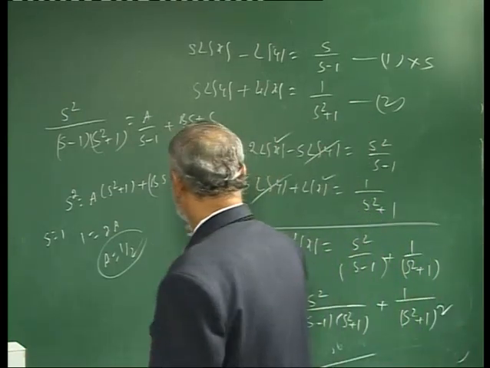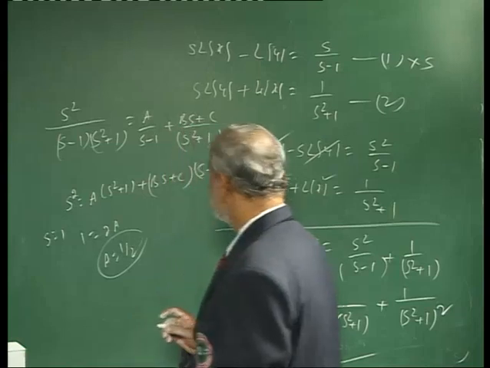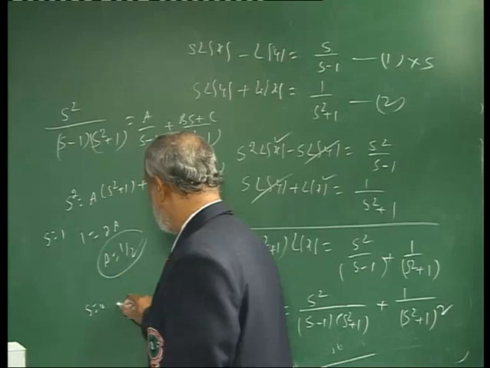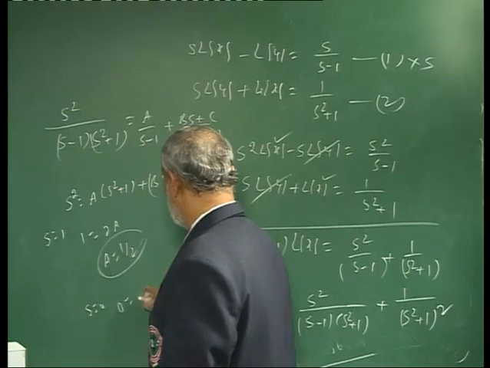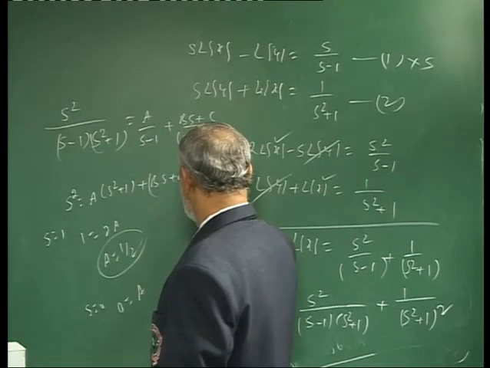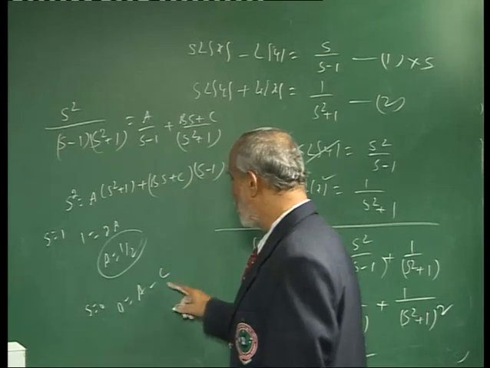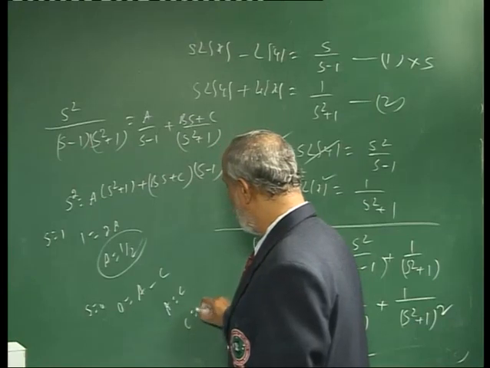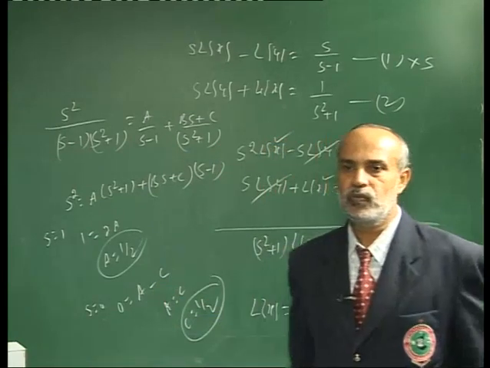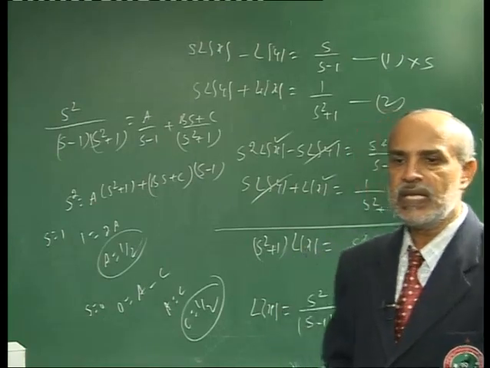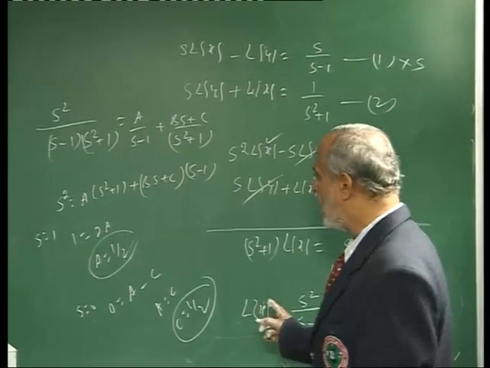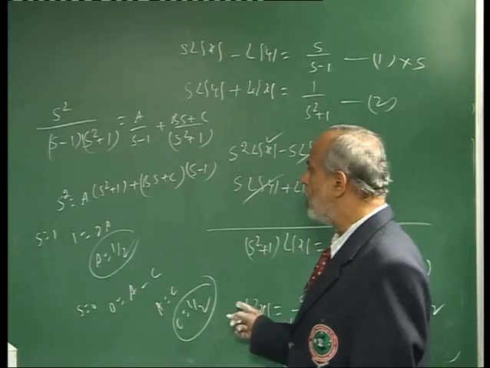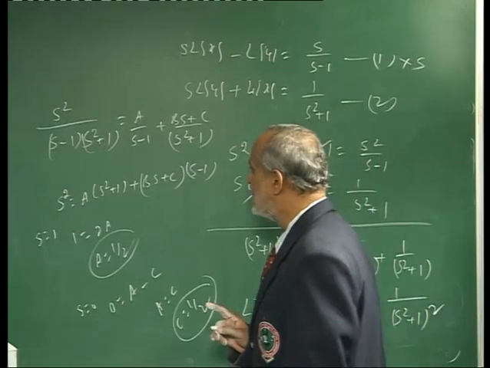Next, if you put S is equal to 0, LHS is 0, this is 0, you get A, here this is 0, you get minus C. You know the A value, A is equal to C, then C is equal to 1 by 2. See, here after getting C is equal to 1 by 2, similarly you can find out the B value, equating the coefficient of S squared on both sides.